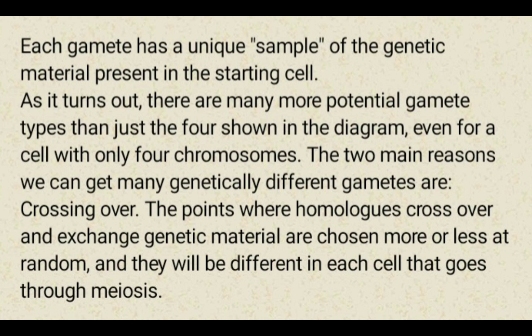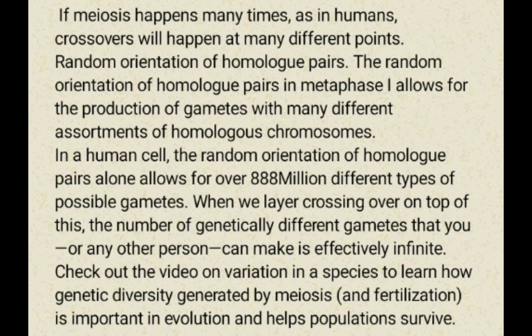As it turns out, there are many more potential gamete types than just the four shown in the diagram, even for a cell with only 4 chromosomes. The two main reasons we can get many genetically different gametes are, first, crossing over. The points where homologues cross over and exchange genetic material are chosen more or less at random, and they will be different in each cell that goes through meiosis. If meiosis happens many times, as in humans, crossovers will happen at many different points.